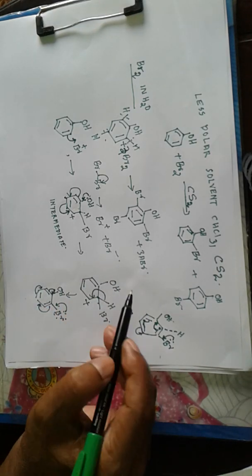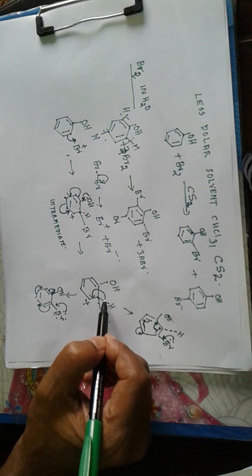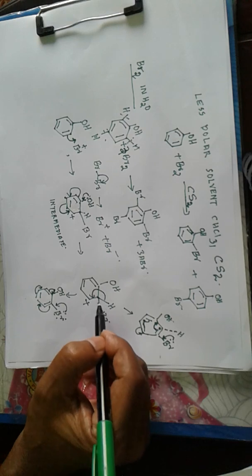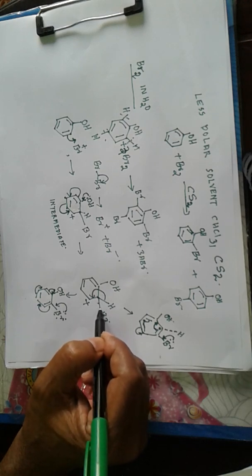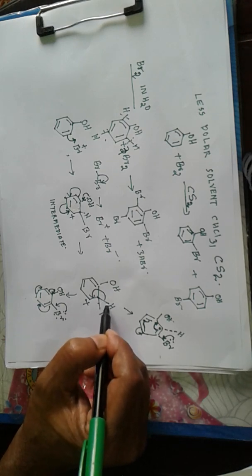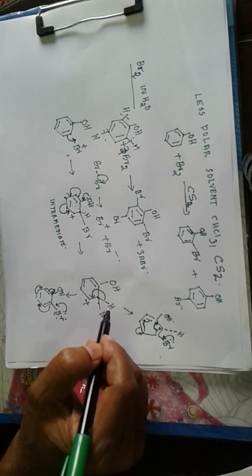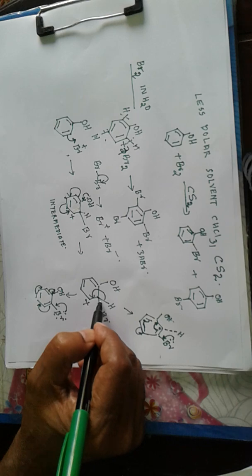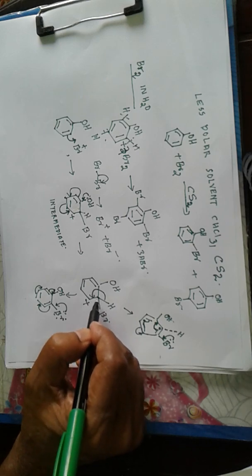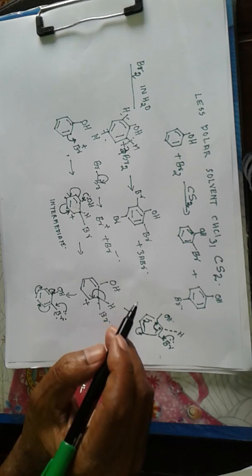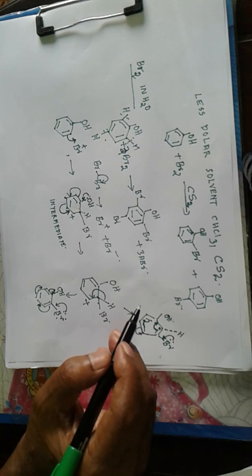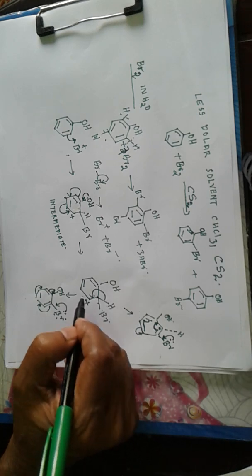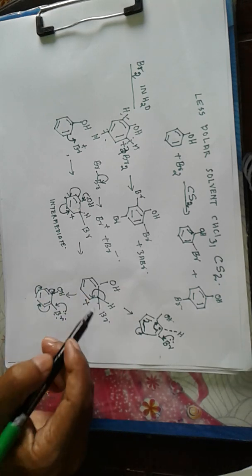Now this intermediate can lose an H as H positive, but here there is one disparity. A C-Br bond is weaker than a C-H bond, or a C-H bond is stronger than a C-Br bond. Yet it is found that the C-H bond is getting broken, not the C-Br bond. Now why is the stronger C-H bond getting broken during this change instead of the C-Br bond?